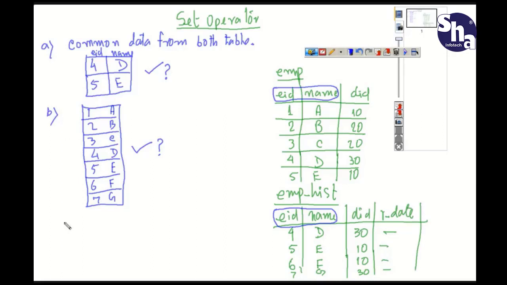Next option. What we want is whatever records are there in the employee table and whatever records are there in these two columns of the employee history table, both should be displayed: 1, 2, 3, 4, 5. Now, 4 and 5 are there again, so repetition. It may be arranged in a way. Then 6F and 7G. So whatever is there in total, with repetition also, everything. How can it be done? This is what I want.